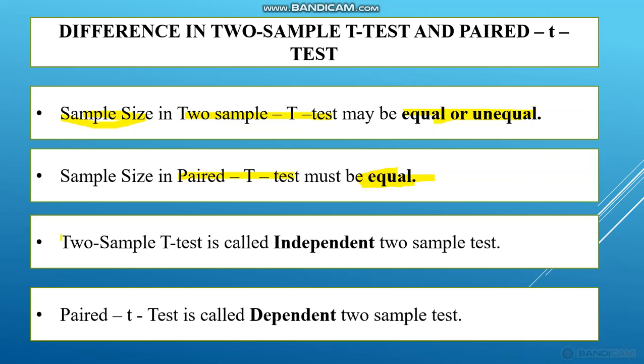The two sample t-test is called the independent two sample test. But the paired t-test is called the dependent two sample test, because in the paired t-test we have only a single sample but we are applying two treatments. So we say the paired t-test is the dependent two sample test, and the two sample t-test is the independent two sample test. So this is the difference.